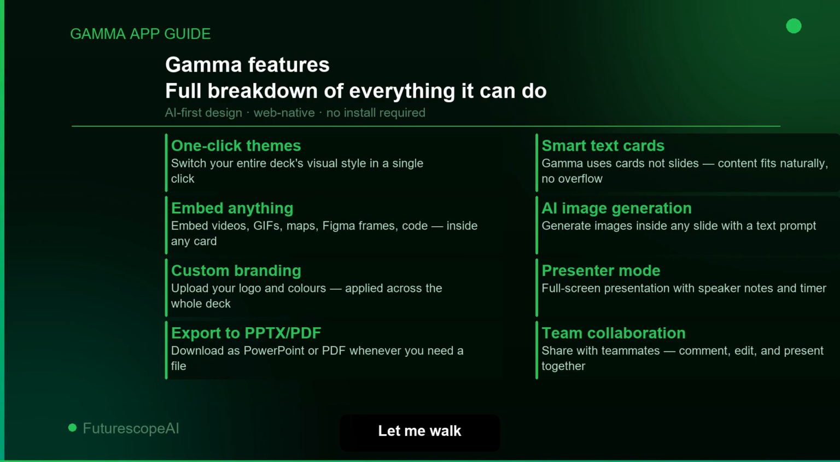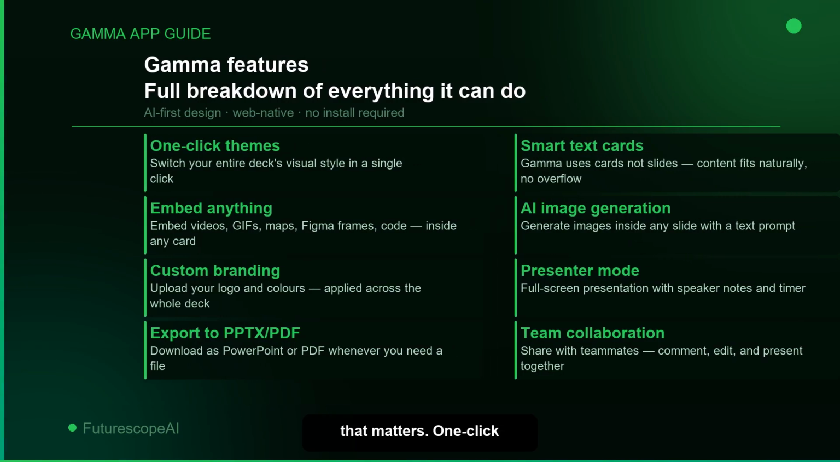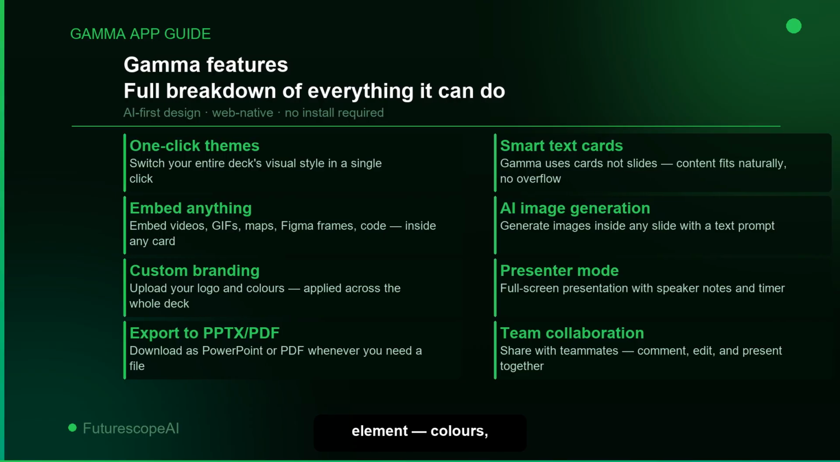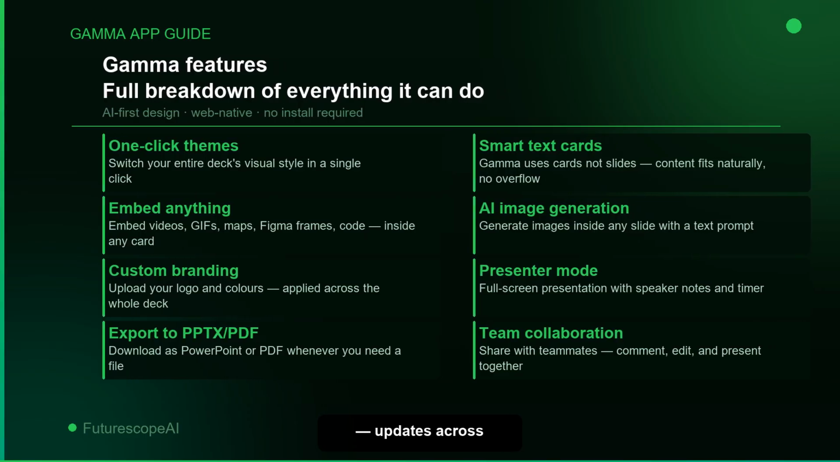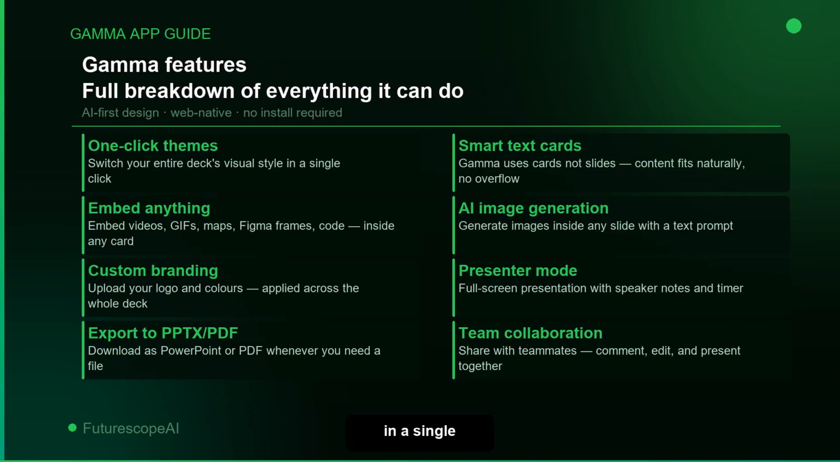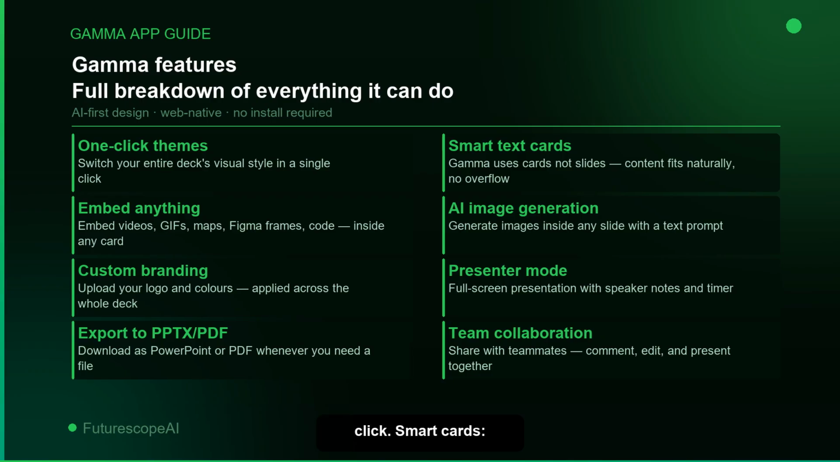Let me walk through every feature that matters. One-click themes: every visual element, colors, fonts, card styles updates across the whole deck in a single click. Smart cards: Gamma uses cards rather than traditional slides. Content grows with the card, no overflow, no manual resizing. Embed anything: drop YouTube videos, GIFs, interactive maps, Figma designs, or code blocks directly inside any card.